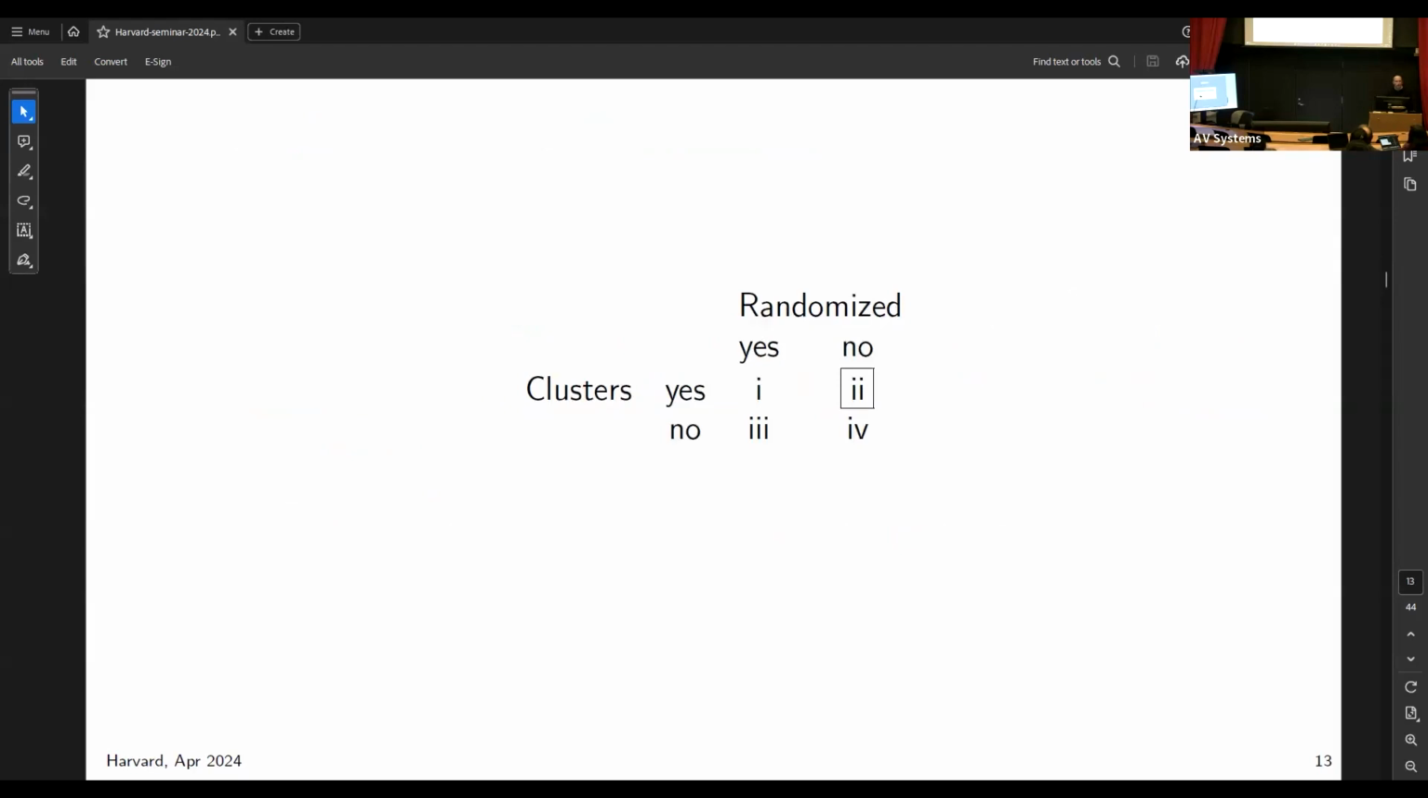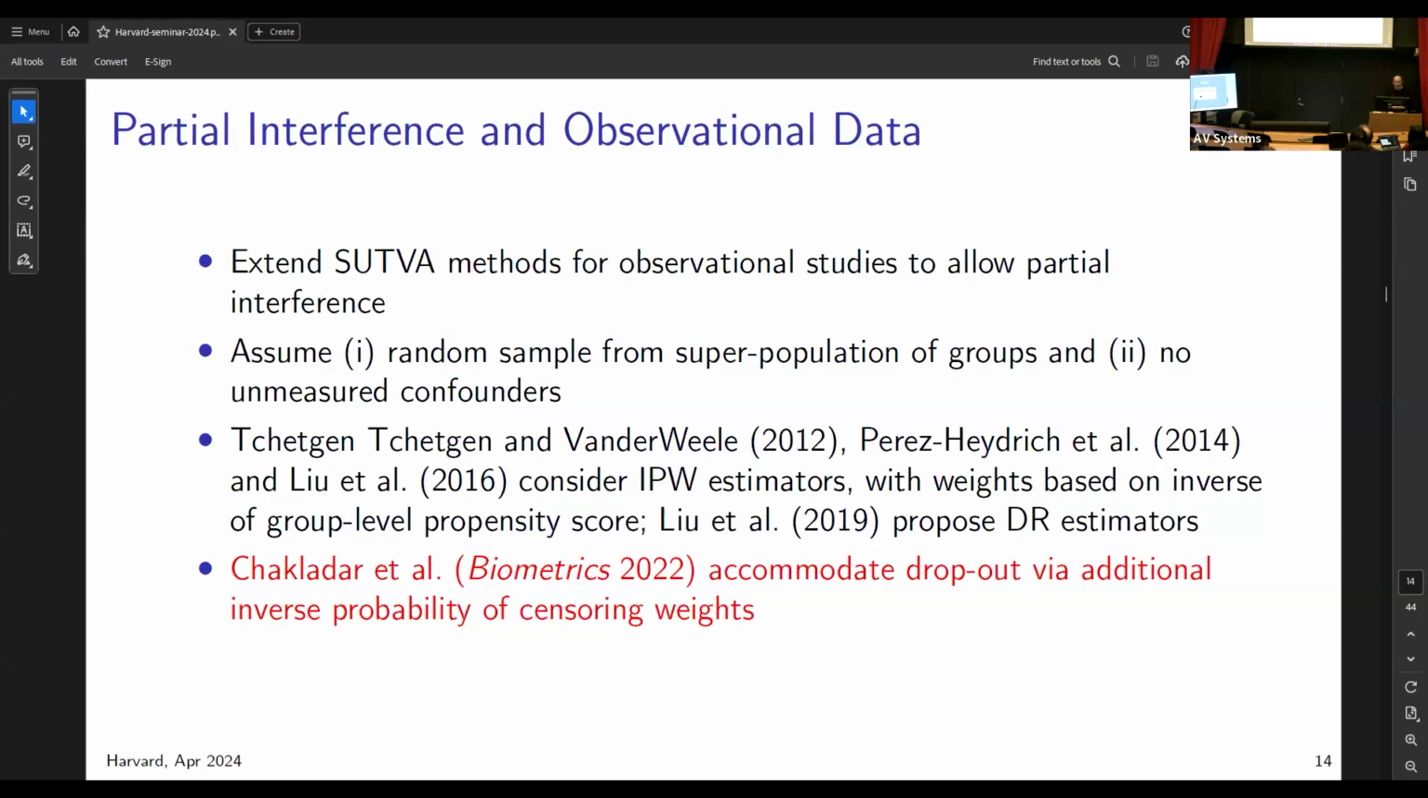All right, so suppose next that we have an observational study, so we still have clusters, but we no longer have the luxury of doing a randomized experiment. What might we do then? And there's been a lot of work on this in the last 10 or 12 years. And basically what people have done is extended what are sort of called classic SUTVA methods, or methods that assume no interference, extended those to allow for partial interference. And these methods, this sort of class of methods that have been developed, generally rely on two key assumptions.